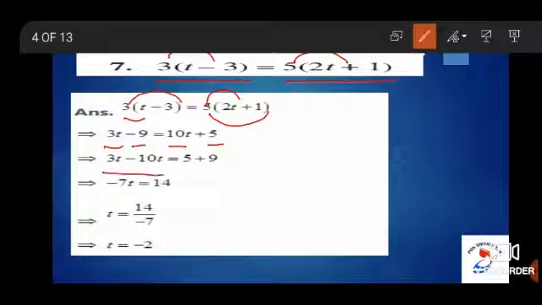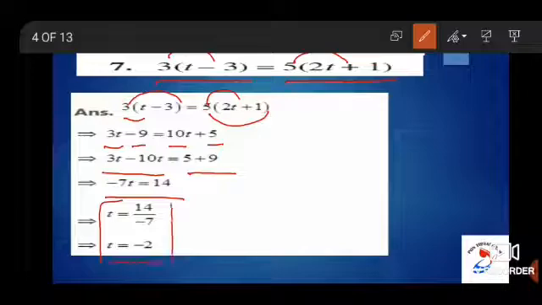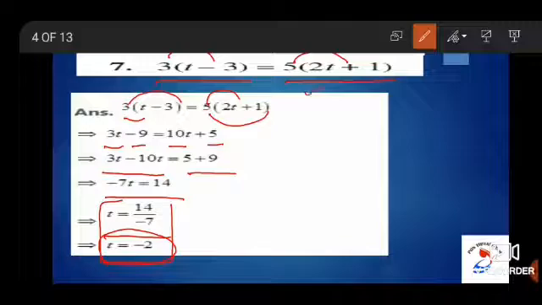So bringing all the variables on one side and constants on the other side, it will be 3t minus 10t is equal to 5 plus 9, that is nothing but minus 7t is equal to 14. So the value for t will be t is equal to 14 by minus 7, that is nothing but t is equal to minus 2. If you are not sure of your answer, you can take the value of t as minus 2 and also you can check and see. You will get the same result, that is your LHS and RHS will be satisfied. To conclude, the solution for this problem is t is equal to minus 2.